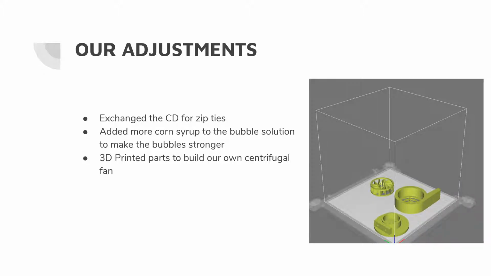We decided to fully construct our own fan out of 3D printed parts as an alternative, so we could have a more directed airflow. We fixed the bubble wands through the implementation of zip ties. The solution to our bubble solution was found through further experimentation with different ratios until we found one that worked.